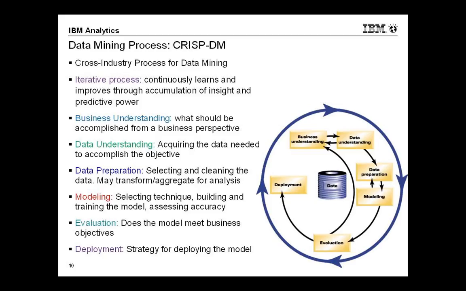The next one is the modeling stage, where we select the technique, build and train the model, and assess its accuracy. Then in the evaluation stage, we see whether the model we've built meets our business objectives. And then finally, the deployment stage is the strategy around actually deploying the model into the business. And the tool that we'll be using throughout the course is IBM SPSS Modeler.